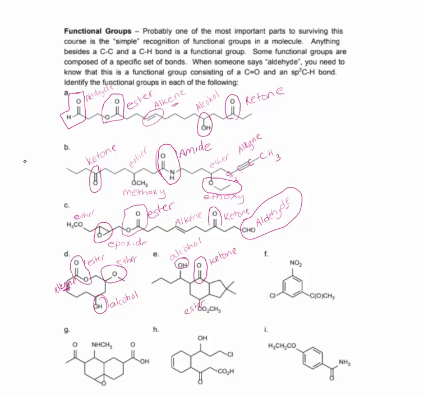For F, we have this NO2 group. This is called a nitro. Here we have chloro, or you could call it a halogen. Either way is fine with me. And then what do we do with this? Well, this, with the oxygen in parentheses, shows us that it's a double bond. It's another way to show it, and this is a ketone.